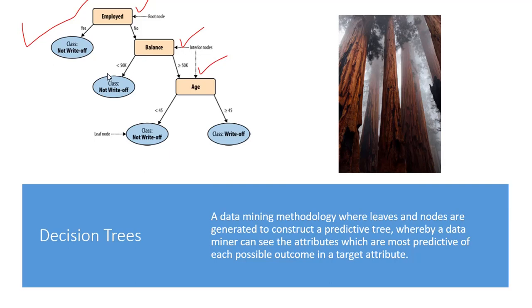If it's less than 50K, we will not write it off. If it's greater than or equal to 50K, let's look at the next node, and that's age. If the age is less than 45, we don't write it off. If it's greater than or equal to 45, we write off. And these two bottom ones are called leaf nodes. So decision trees are a data mining methodology where leaves and nodes are generated to construct a predictive tree so that the data miner can see the attributes which are most predictive of each possible outcome of the target attribute.